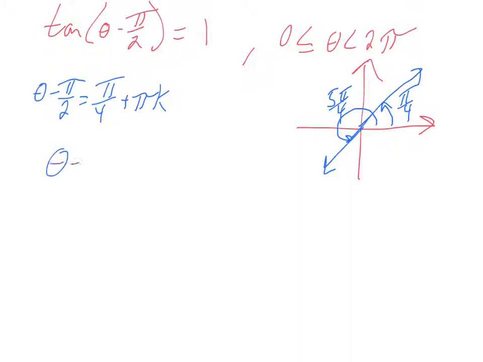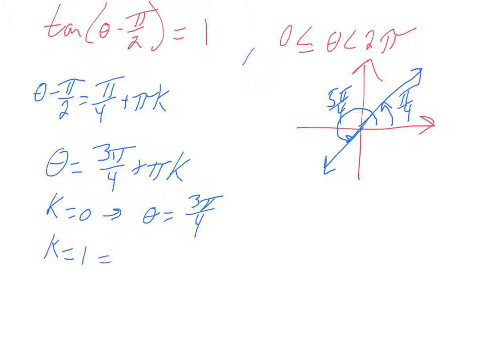So if we solve for theta, we get theta is equal to pi over 4 plus pi over 2, which is 3 pi over 4, plus pi k. We want all the solutions between 0 and 2 pi. So k can't be -1, because that would make it negative, and then it wouldn't be in the range. Let's try. If k is equal to 0, then one of the solutions is theta equals 3 pi over 4. If k equals 1, the solution would be 3 pi over 4 plus pi, which is 7 pi over 4.